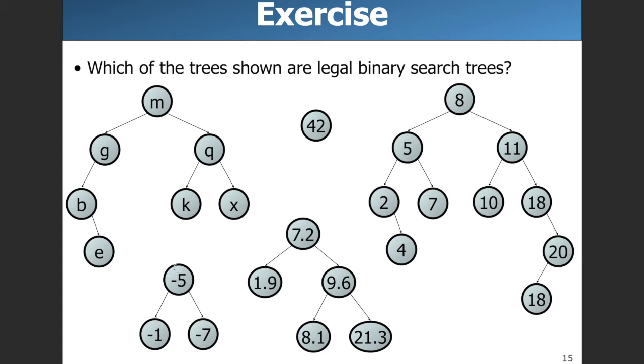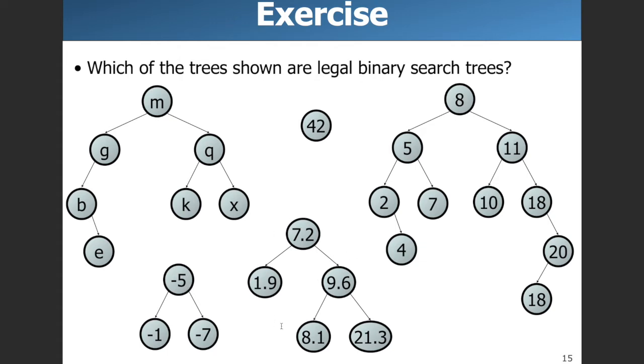Let's take a look at this tree, which has -5 as a root, -1 and -7. So obviously -1 is greater than -5 and -7 is less than -5. So it is violated. It is not a legal binary search tree. So this is not a BST. Because remember, left child is always less than its parent, and right child is always greater than parent.